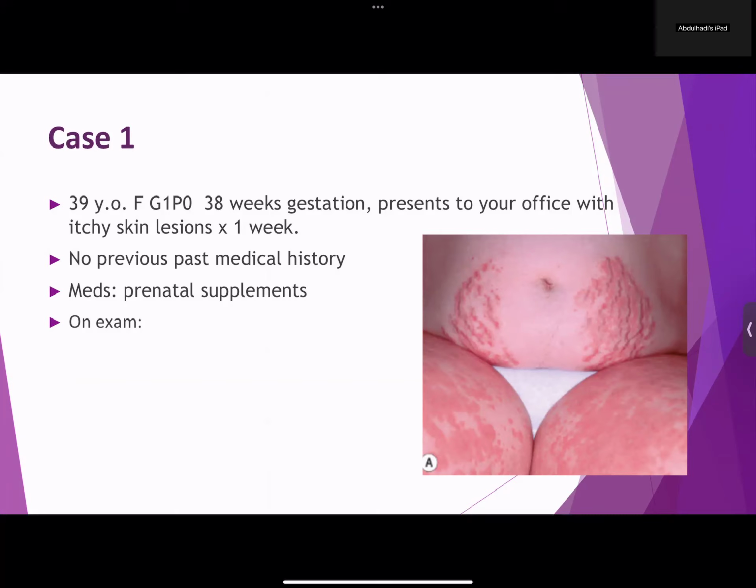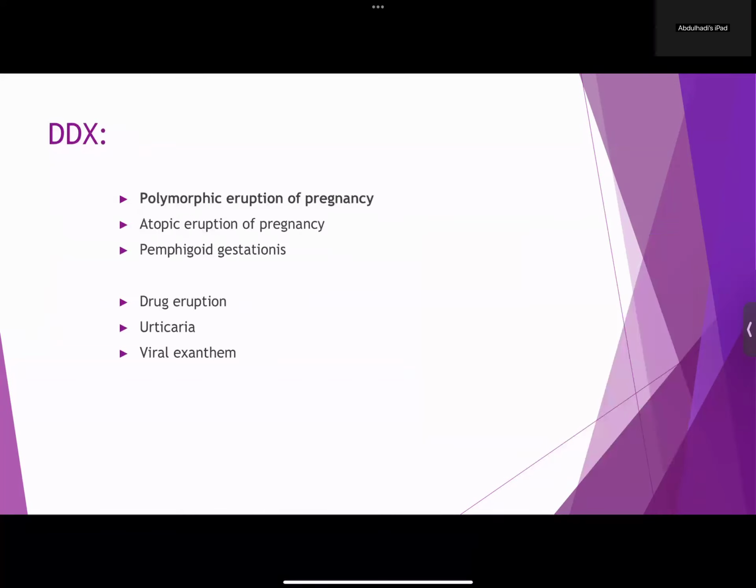So this patient is at the end of her pregnancy. Everything happens at the end of the pregnancy except one disease, which is atopic eruption of pregnancy, which happens at the beginning, in the first trimester, because of the switch from Th1 predominance to Th2 predominance. That usually starts in the stretch marks here, this disease. It's very pruritic, with urticarial lesions, erythematous papules, no previous medical history, nothing on exam.